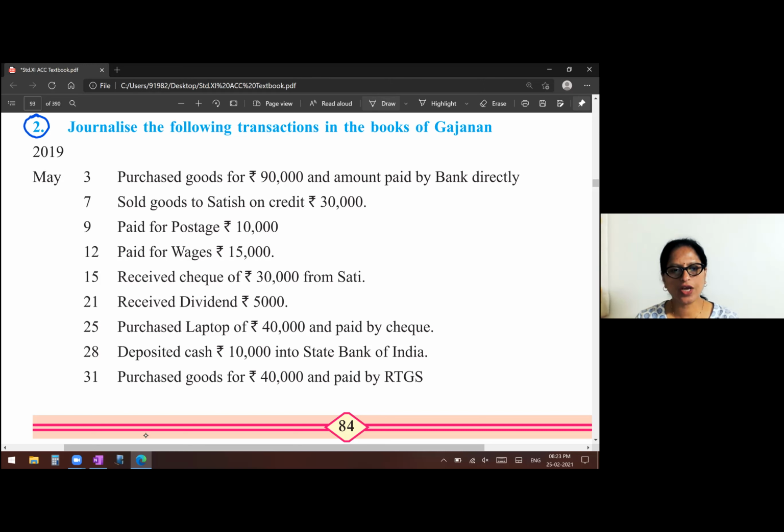15th, received check of rupees 30,000 from Satish. 21st, received dividend of rupees 5,000. 25th, purchased laptop of rupees 40,000 and paid by check. 28th, deposited cash rupees 10,000 into State Bank of India. And 31st, purchased goods of 40,000 and paid by RTGS. Okay, so now we will journalize these transactions one by one.